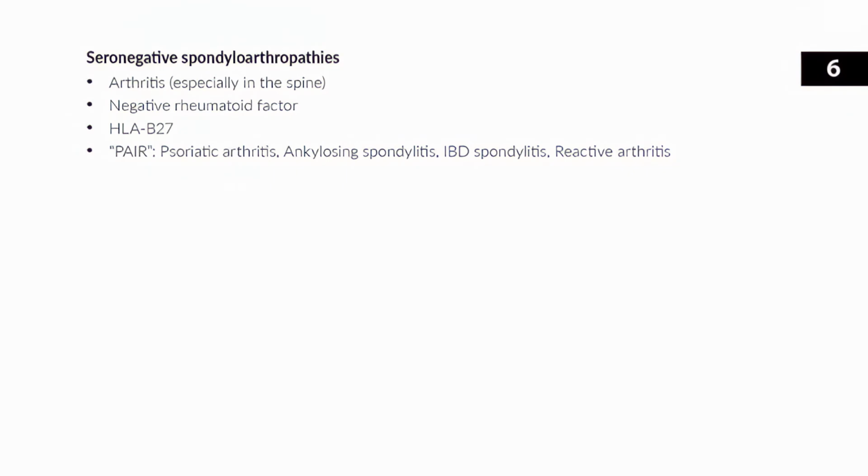And the mnemonic for these HLA-B27 associated diseases is PAIR, P-A-I-R. P is for psoriatic arthritis, A is for ankylosing spondylitis, I is for inflammatory bowel disease with the associated arthritis, and R is for reactive arthritis, and the old name is Reiter's syndrome.